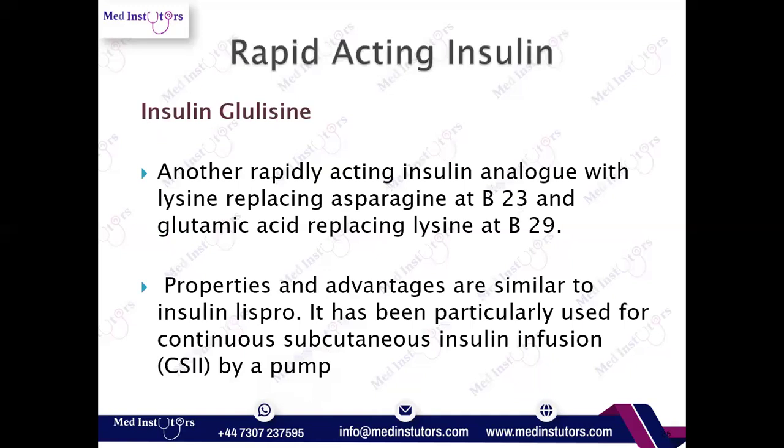In glulisine, another rapidly acting insulin analog, lysine replaces asparagine at B3 and glutamic acid replaces lysine at B29. Thus, the name glulisine came into being. Properties and advantages are similar to insulin Lispro. Remember this point: it has been particularly used for the continuous subcutaneous insulin infusion pump, CSII. So remember, glulisine is preferred in pumps.